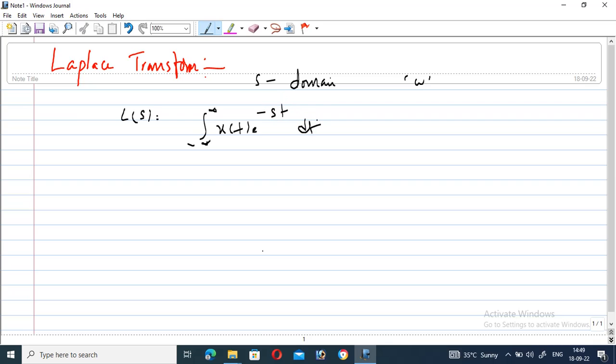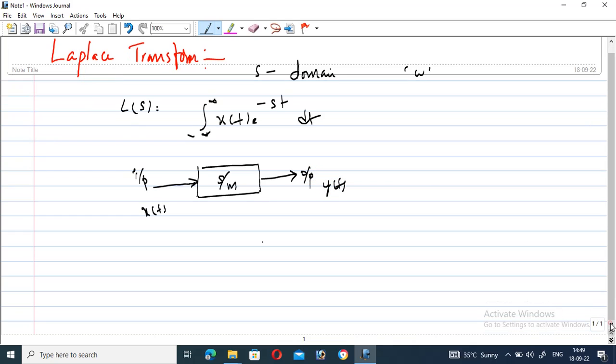Now suppose you are taking a system consisting of an input x of t and an output y of t. If you want to find the response, or the transfer function of the system, output by input is generally the gain. We can call it the transfer function in the s domain.